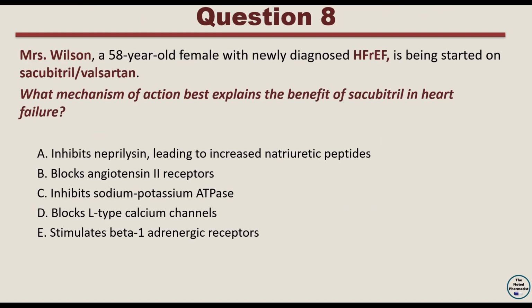Question 8. Mrs. Wilson, a 58-year-old female with newly diagnosed heart failure with reduced ejection fraction, is being started on sacubitril/valsartan. What mechanism of action best explains the benefit of sacubitril in heart failure? Option A, inhibits neprilysin, leading to increased natriuretic peptides. Option B, blocks angiotensin II receptors. Option C, inhibits sodium-potassium ATPase pump. Option D, blocks L-type calcium channels. Option E, stimulates beta-1 adrenergic receptors.